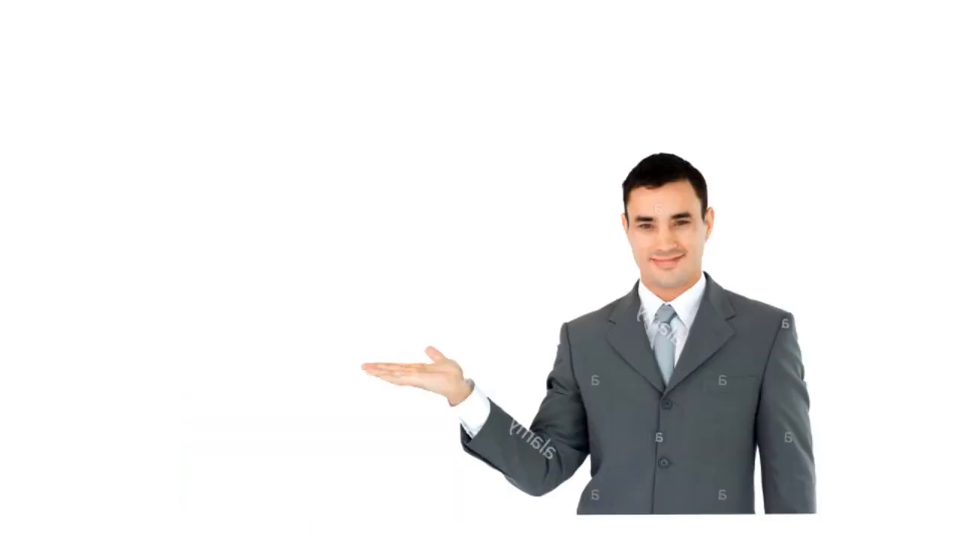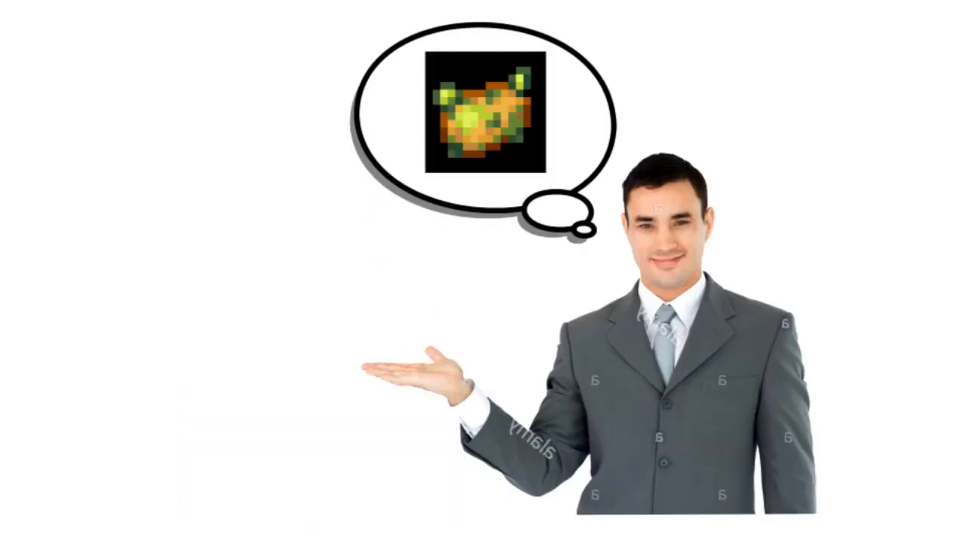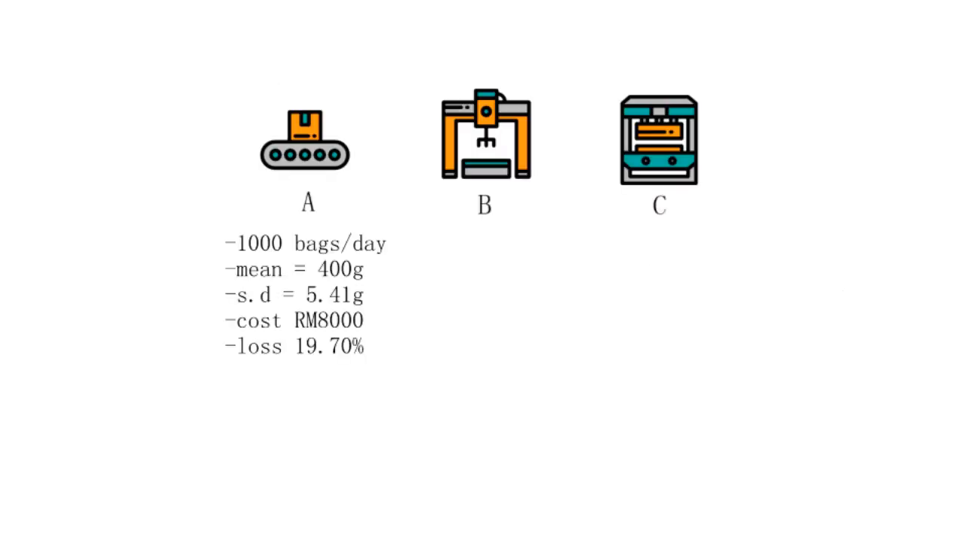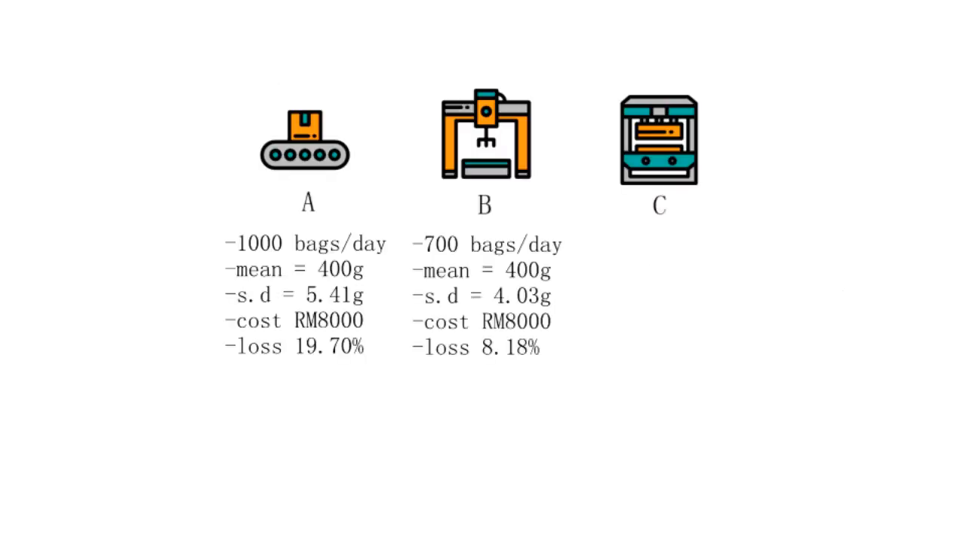Let's say you are an aspiring entrepreneur. You want to start a business selling potato chips. Let's assume that your product is sold in bags weighing around 400 grams each and you're planning on profiting 1 ringgit per bag sold. The weight can deviate no more than 7 grams. The plan is to buy a machine to help you pack these chips into bags.